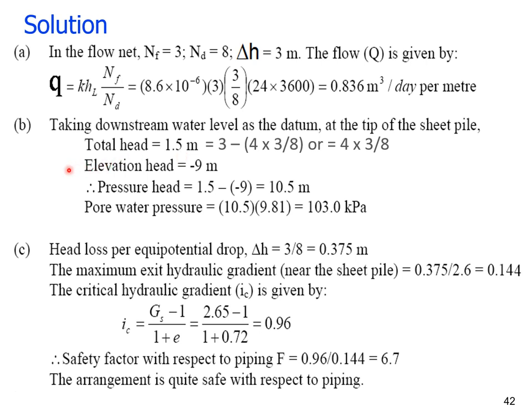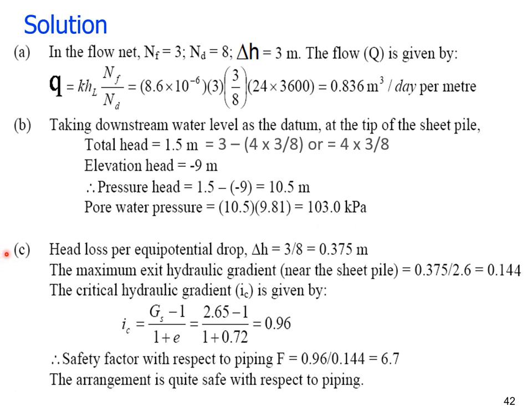Elevation head, it is minus 9 meter here in this case. So the pressure head is equal to 1.5 minus minus 9. So it is equal to 10.5 meter. So obviously the pore water pressure, that is equal to the pressure head multiplied by the unit weight of water. So that is equal to 103 kPa.